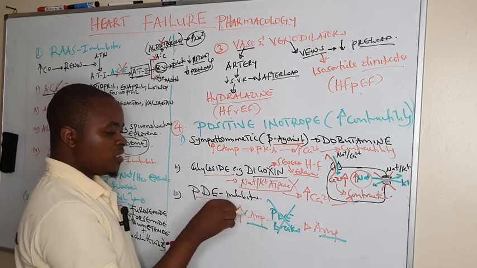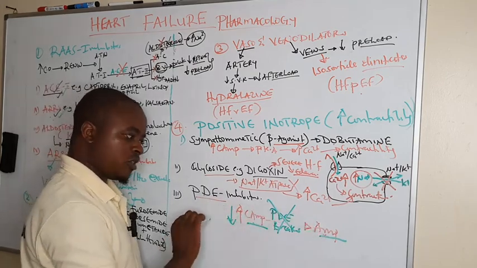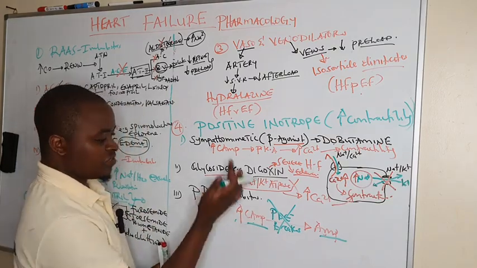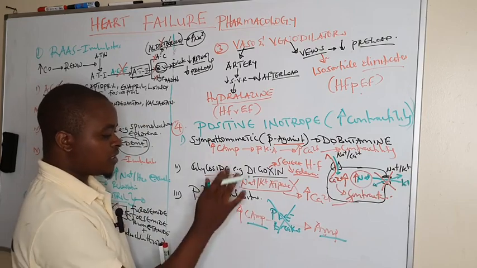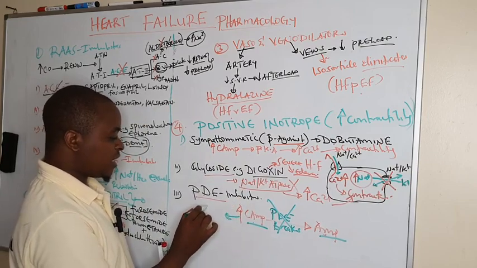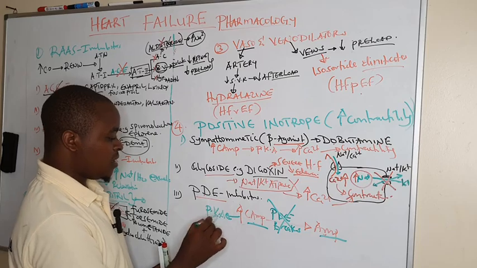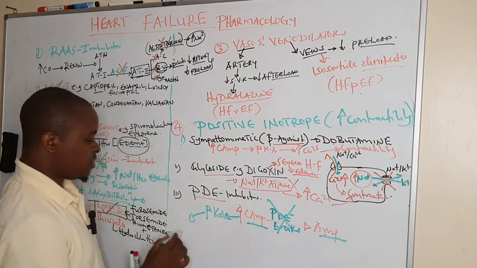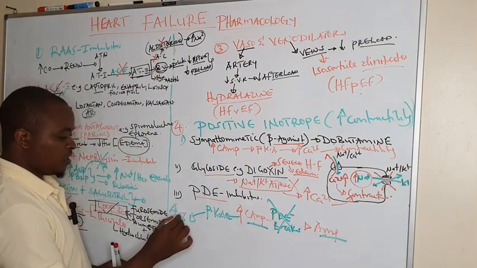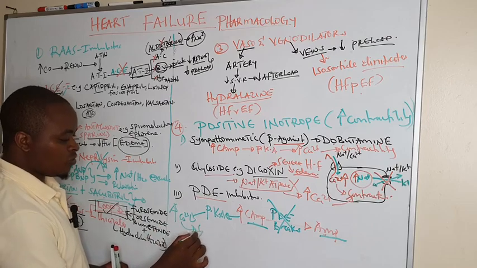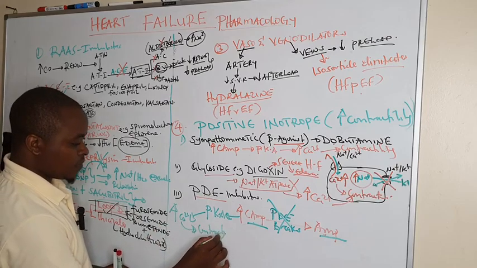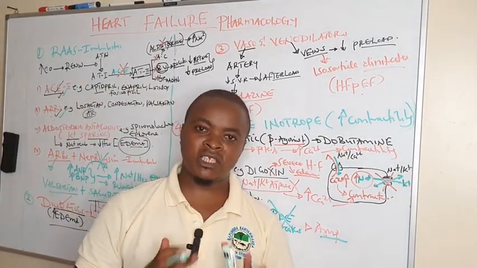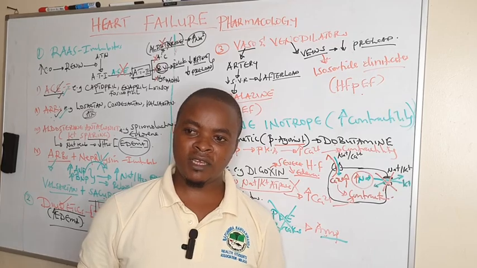So when we stop the breakdown or the degradation, cAMP levels increase. When we increase cAMP levels, we activate protein kinase type A, which goes and phosphorylates the channels of calcium, leading to an increase in calcium levels, hence resulting in contraction. So that's why we are saying that all these types act by increasing contractility of the heart.